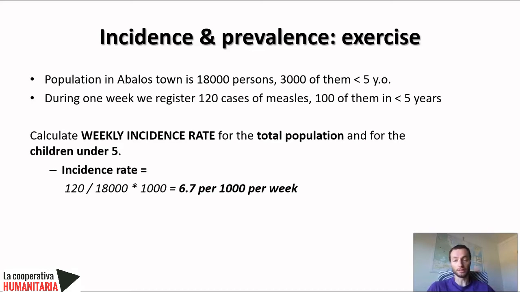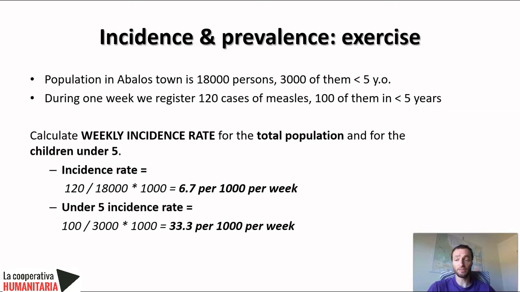If you are looking at HIV, in several countries it's a percentage. If it's a strange disease, it can be per 10,000. The only thing is that if you compare different villages or different contexts with the incidence, you must always multiply with the same factor. It's not fair to compare one place with 1,000 and the other with 100. For under 5 again, total cases 100, population 3,000, multiplied by 1,000, we have 33.3 per 1,000 per week. This will be the incidence.